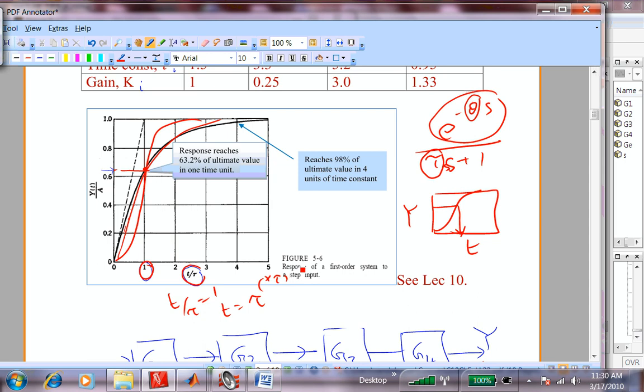This is not just true time, it's a scaled time, scaled with respect to tau as a measuring unit. Say 1 means 1 time constant, 2 means 2 time constants. But if I multiply it by the time constant, I'll get the true time on the x-axis. And if I multiply it by the magnitude of the step change, I'll get the true amplitude on the y-axis.